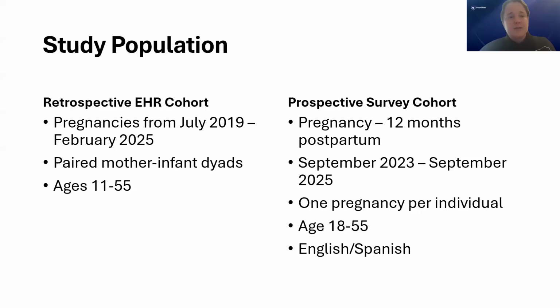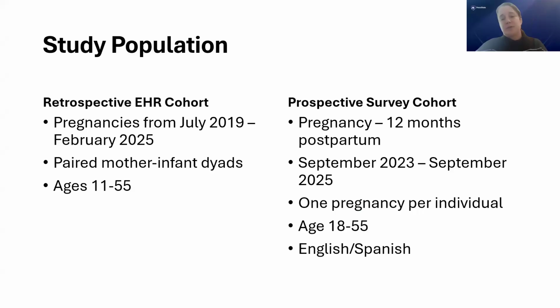So this is our study population. We have the retrospective EHR cohort, which is what I was just talking about: paired mother-infant dyads. The person needed to be pregnant anytime between July, I think it's actually June 2019, to February 2025, and she needed to be between the ages of 11 and 55.